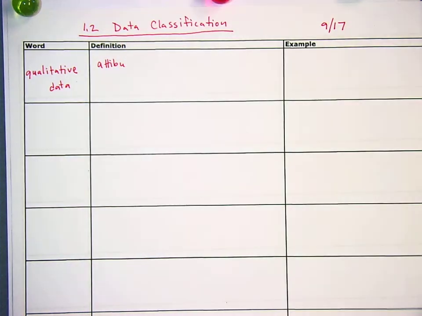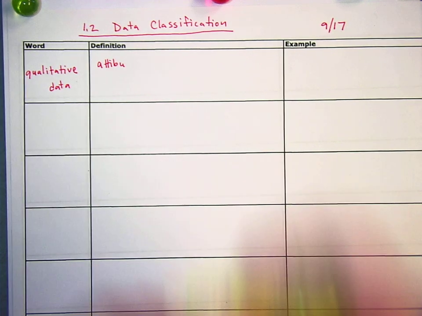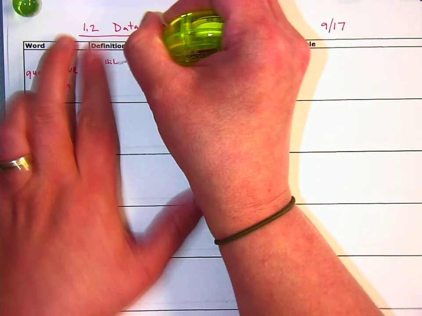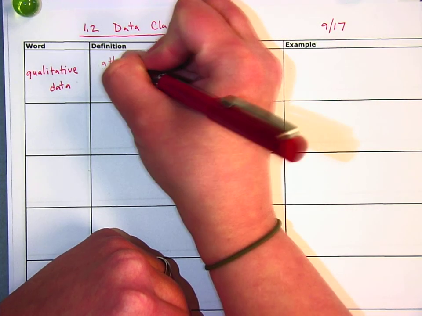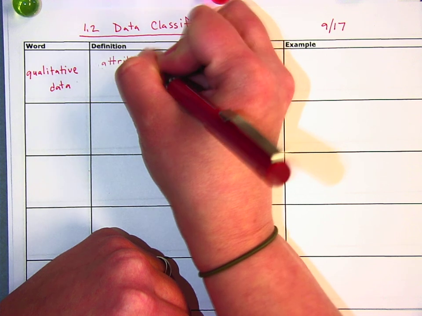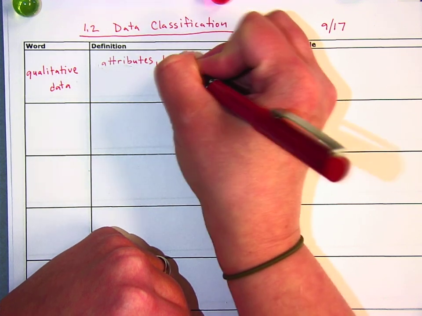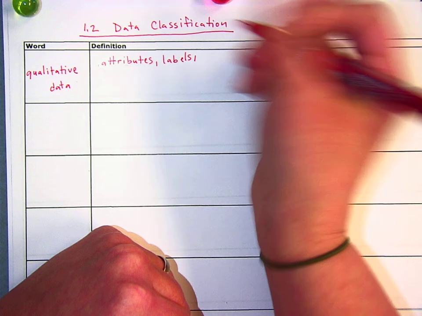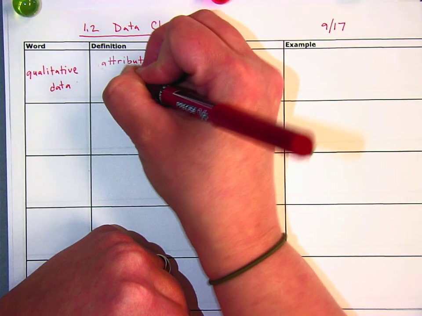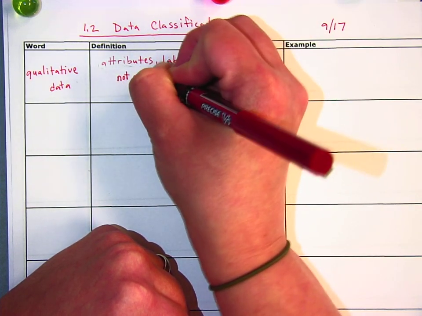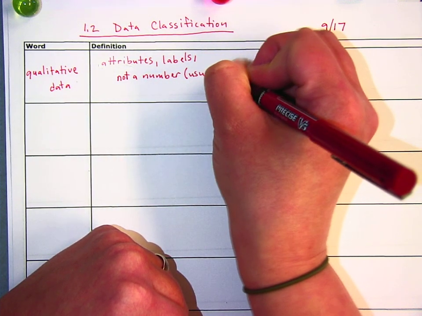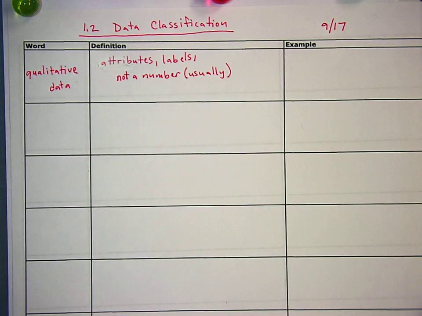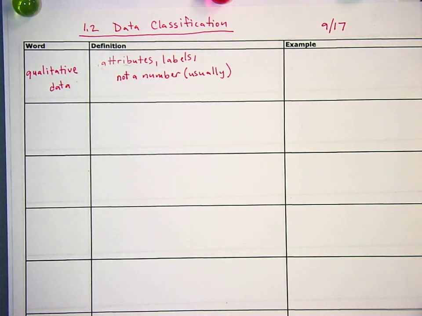Attributes, A-T-T, attributes, labels, anything that is not a number. And I'm going to put usually after that, and that's confusing, huh? We'll talk about that in just a second. Attributes, labels, not usually a number.